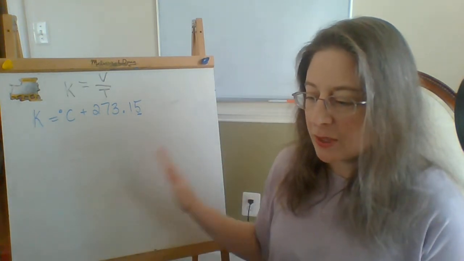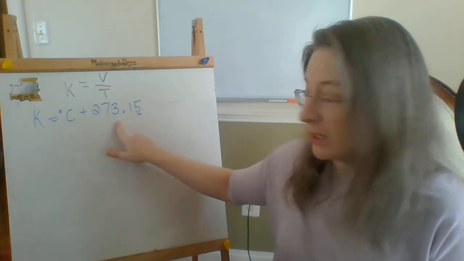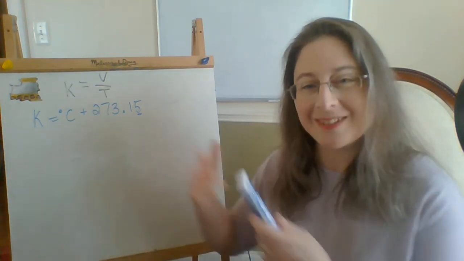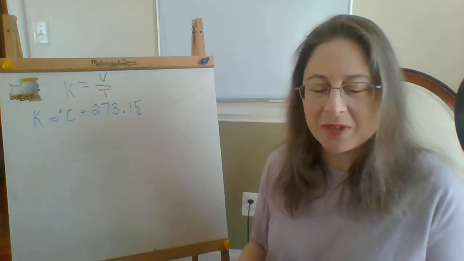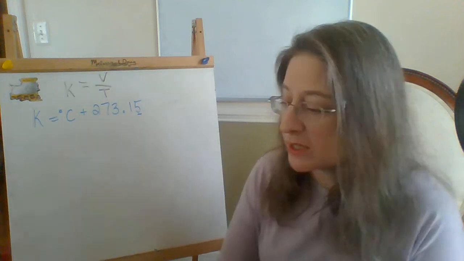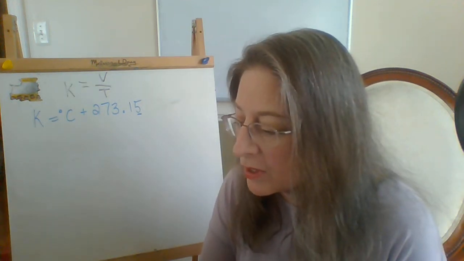Okay, so temperature must be in Kelvin. You need to convert. Obviously with Fahrenheit, you'd have to convert to Celsius and then to Kelvin. We use Celsius in the lab, of course, as a standard, so it's easy to convert by just adding the 273.15.